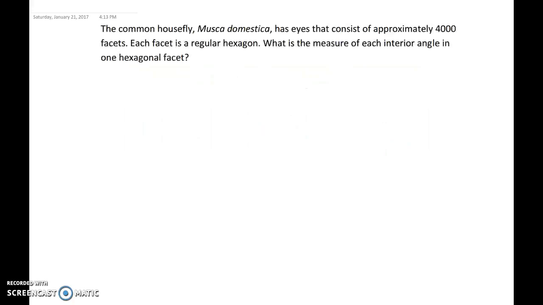It says a common housefly, Musca domestica, has eyes that consist of approximately 4,000 facets. Each facet is a regular hexagon. So they tell us each one is a regular hexagon. What is the measure of each interior angle in one hexagonal facet? First off, we need to figure out how many sides a hexagon has. A hexagon is a 6-sided polygon. So, 6 sides.